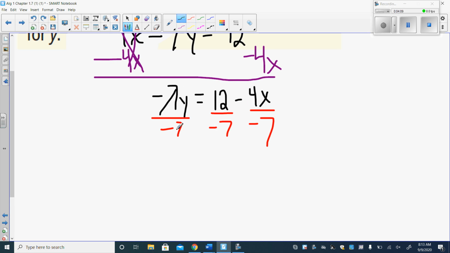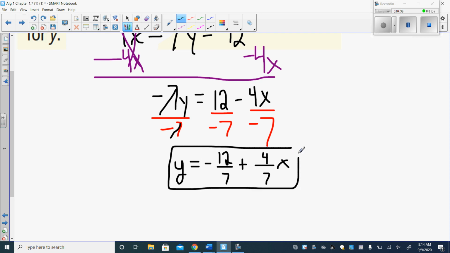Because negative 7 divided by negative 7 will simplify out to 1. So we're just left with y equals, well, 12 divided by negative 7, 12 over 7 won't reduce, so we just have negative 12 sevenths. Well, negative 4x over negative 7, the negative and negative will make a positive, so we have plus. 4 over 7 won't reduce, so we're left with negative 12 sevenths plus 4 sevenths x on the right side and y by itself on the left. And that's all we have to do for this here. So sometimes the fractions won't always simplify out. Sometimes they will. Sometimes we'll just have two numbers.